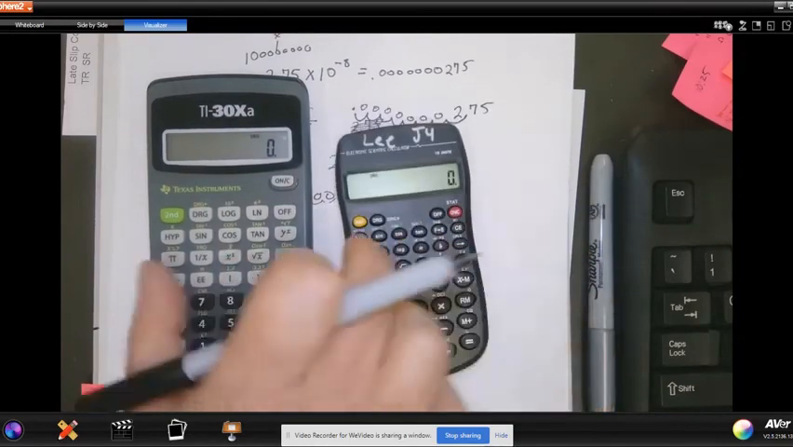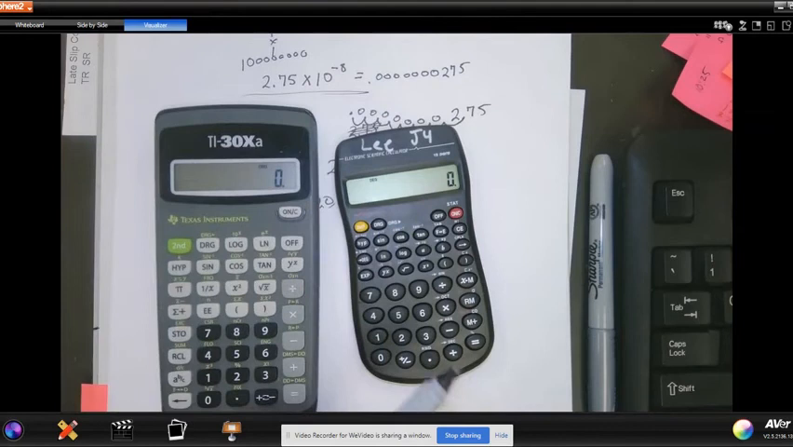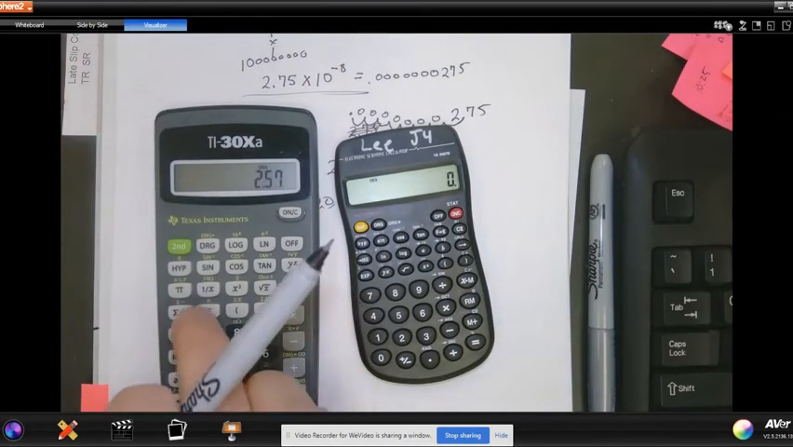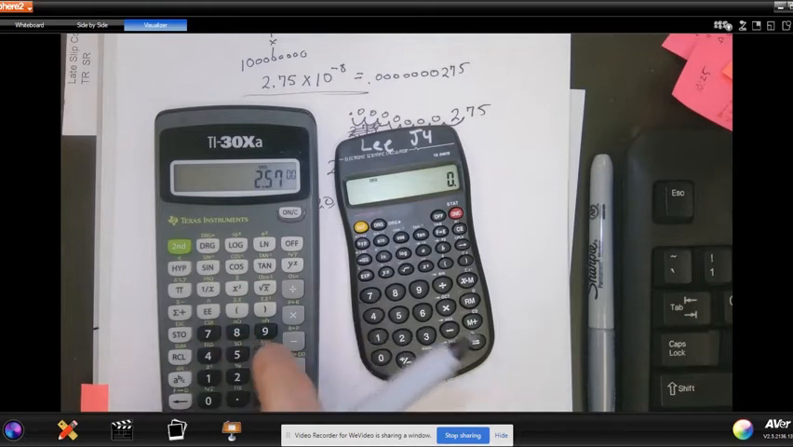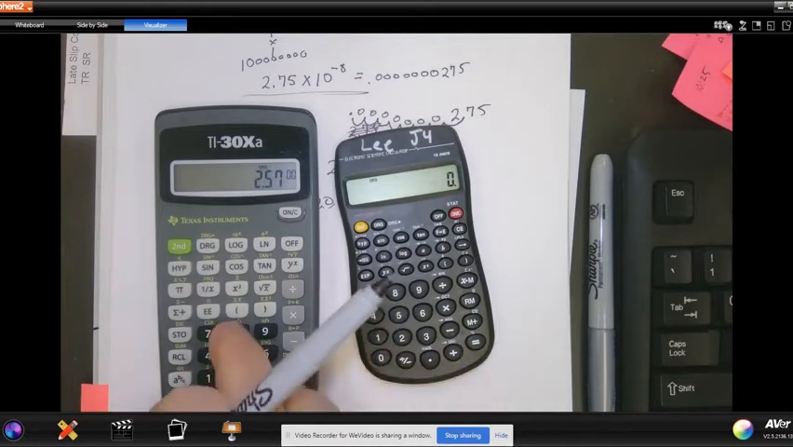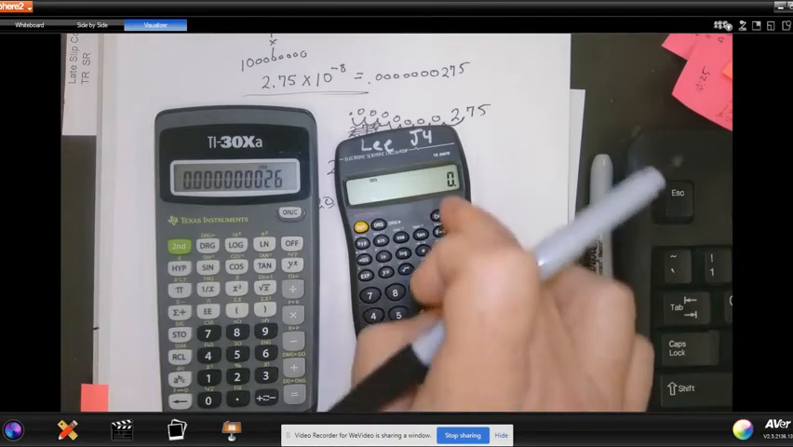What if it's a negative? What if it's 2.57, like this right here, times 10 to the negative 8? Well, you would type in 2.57, hit the EE button, and then type in 8, but you have to hit this plus-negative symbol to make sure it's a negative number. So 2.57 times 10 to the negative 8, and it's going to give you that.